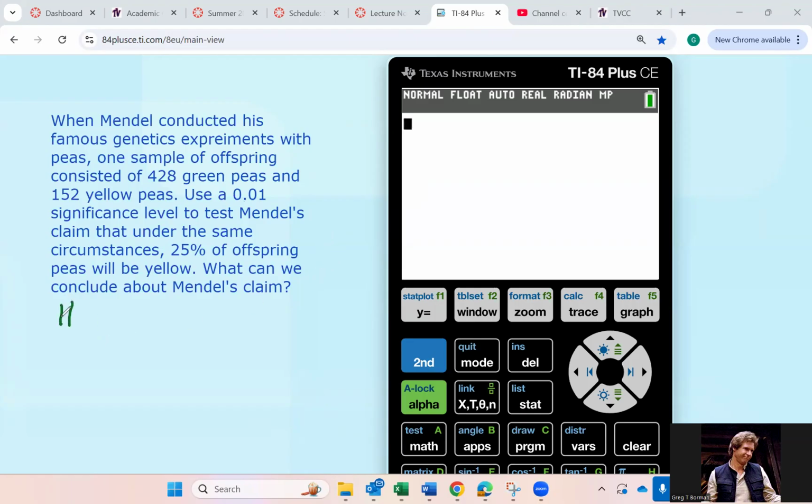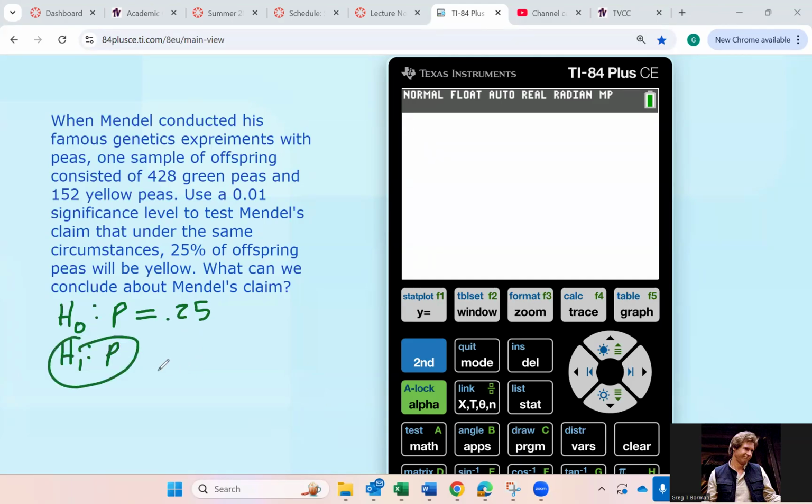Okay, so we've got to come up with the null hypothesis, H0, and the alternative hypothesis, H1. Use a 0.01 significance level to test Mendel's claim that under the same circumstances, 25% of offspring peas will be yellow. So we're testing a claim about percents. So the parameter we're interested in is p. If it was saying test the claim about a mean, then we would have had a mu there. Okay, so what claim are they saying? They're saying 25% of offspring peas are yellow. So they're saying the proportion is 25%.